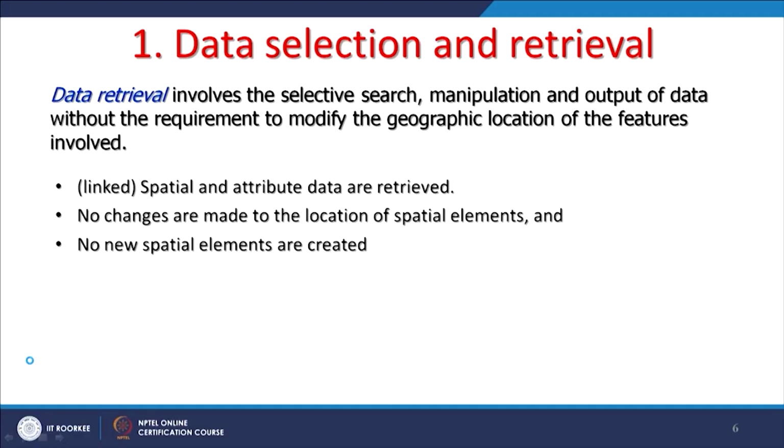However, if I am measuring area or length or distance between 2 points, then definitely a new field may be generated in this attribute database. So only when we want a new field to be generated which will populate the area, length, perimeter or centroid, then only it will be generated. Otherwise, in a normal query, no spatial element or attribute is generated by the system.